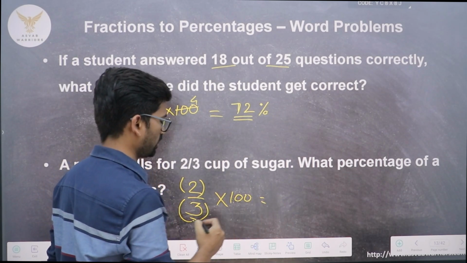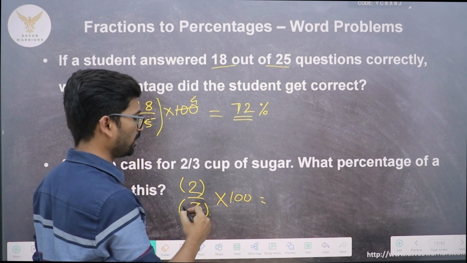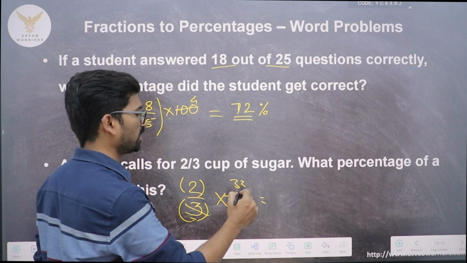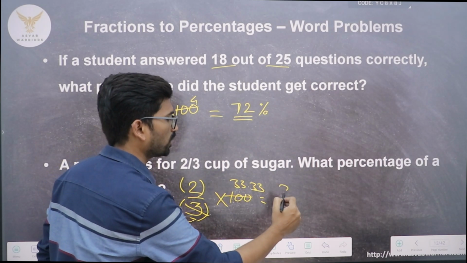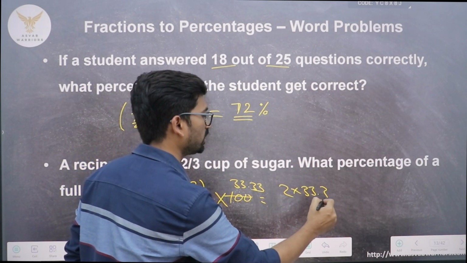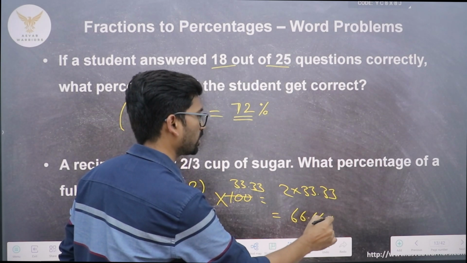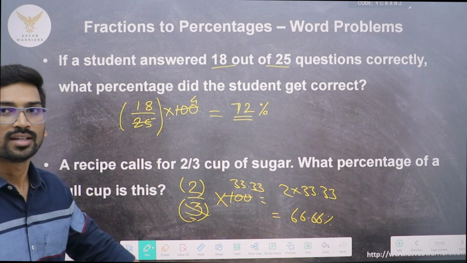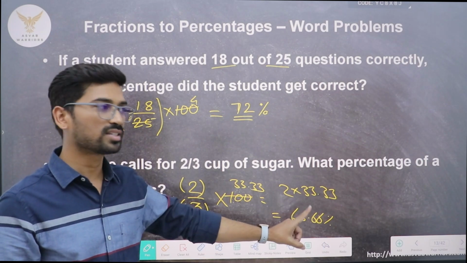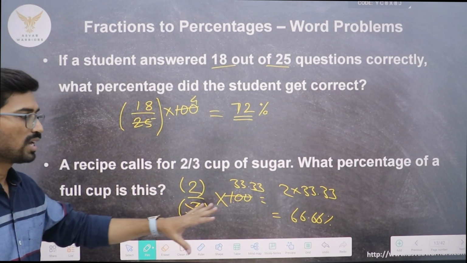So when we divide 100 by 3, we get 33.33. So we get 2 times 33.33, which is 66.66. So we can say 66.66% of the cup is full.